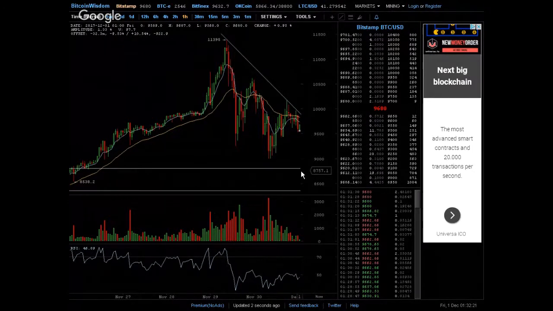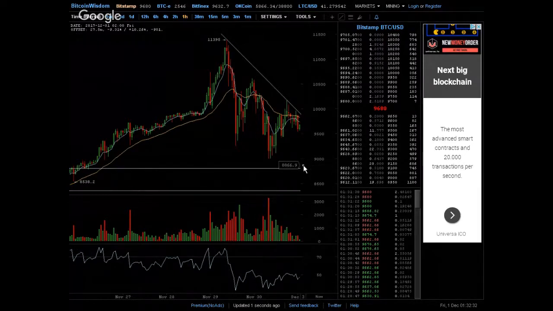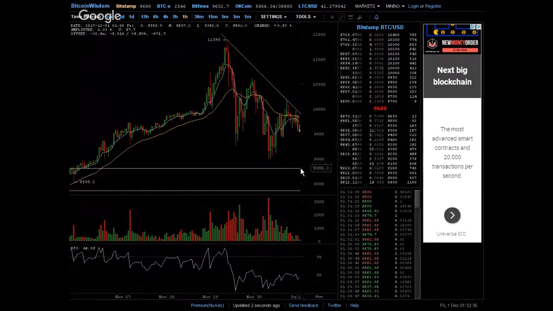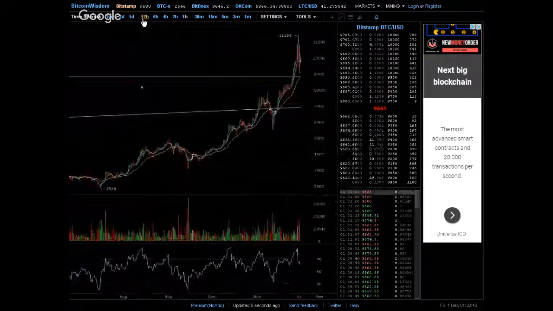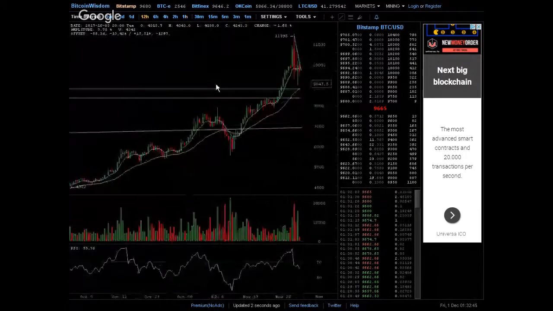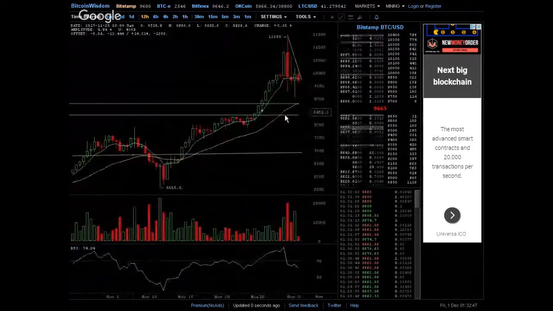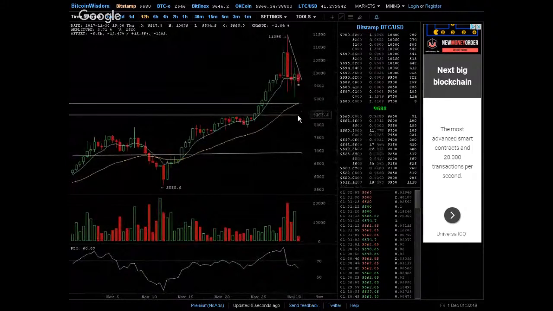Yes, Crypto Nutter, the fifth wave is usually more violent. That is true. Sometimes the fifth wave is not, it's not all the time, but usually it is. So there's another reason why it can go to 8,300, which I think is on the 12-hour, which is right about here.